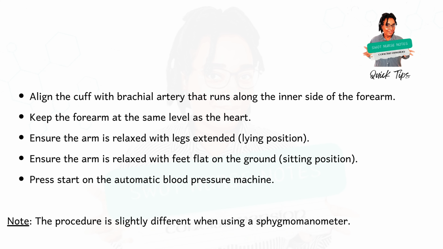Align the cuff with the brachial artery that runs along the inner side of the forearm. Keep the forearm at the same level as the heart. Ensure the arm is relaxed with legs extended, in the lying position. Ensure the arm is relaxed with feet flat on the ground, in the sitting position.